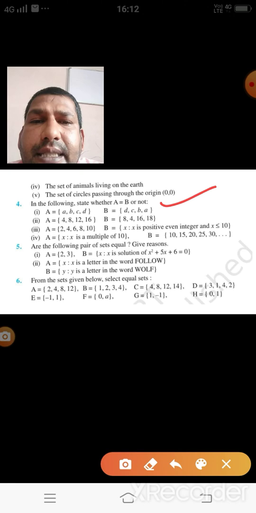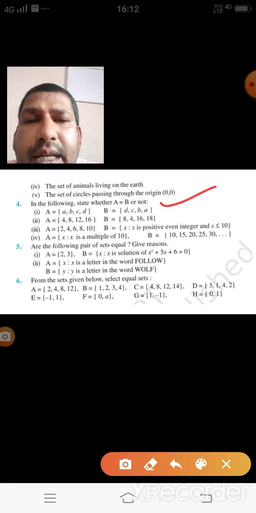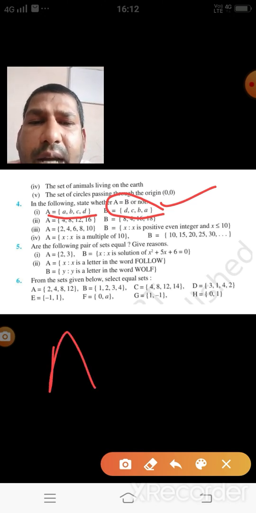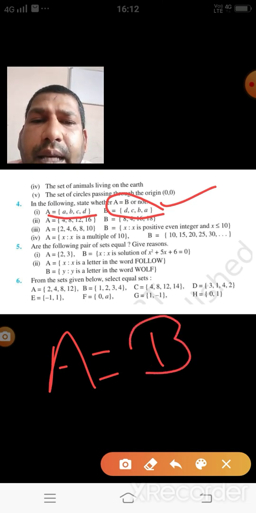And here, for the first one, in set A I am getting the elements A, B, C, D, and in set B also we are getting the same elements A, B, C, D. Order may differ. For this reason we are able to write A is equal to B. In the sixth one also you have to tell which two sets are equal sets.